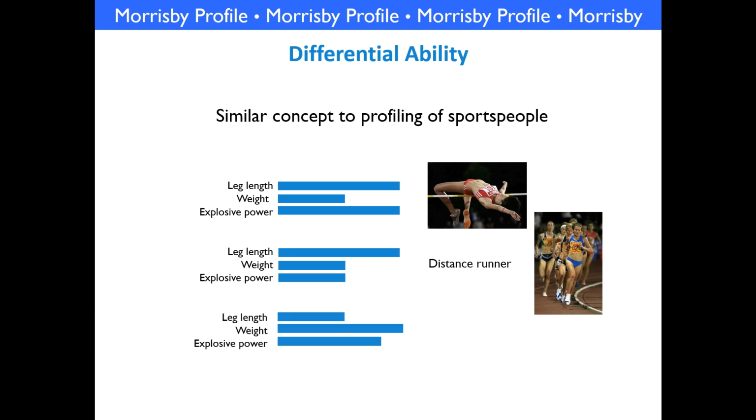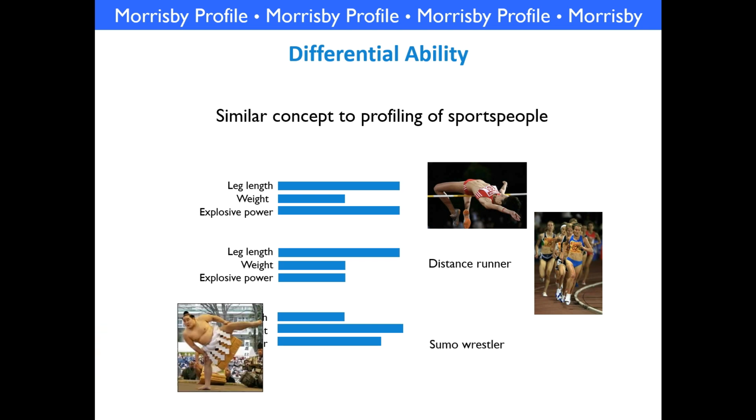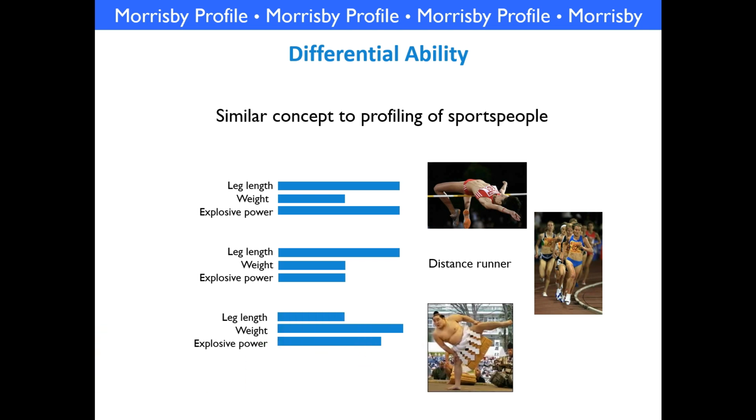And the final example, very different. Short legs, lots of weight, lots of explosive power. People often say things like shot put, weightlifting. My preference is sumo wrestling, but they all would work. So this essentially is differential ability.